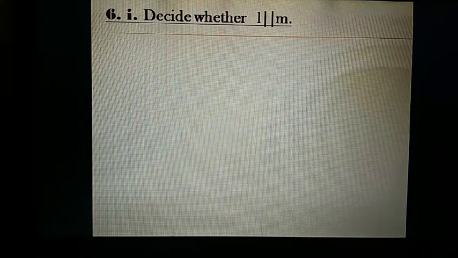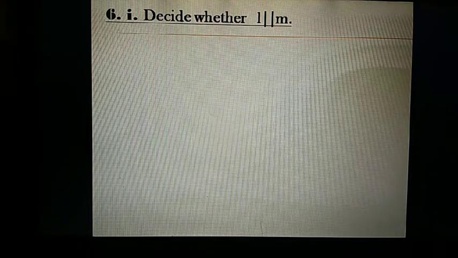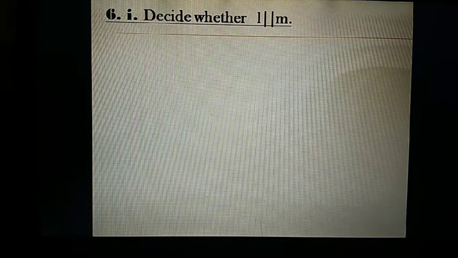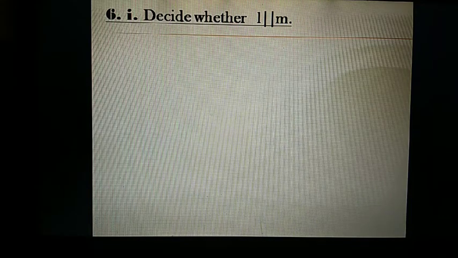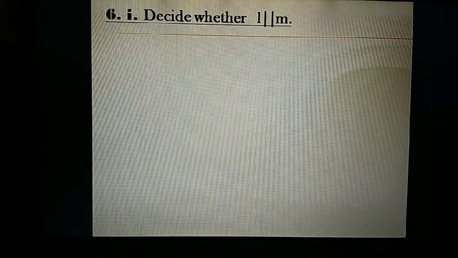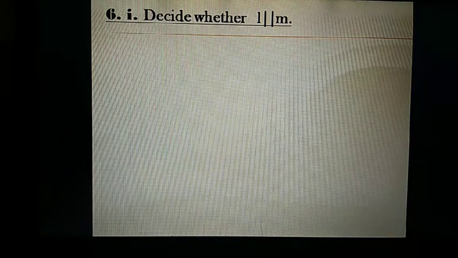Moving to question number 6. Decide whether L is parallel to M or not. You have to decide whether the lines given to you are parallel or not. Now to check the parallel condition, we have to check the three properties: either the corresponding angles are equal, or the alternate interior angles are equal, or the sum of the interior angles on the same side is supplementary.